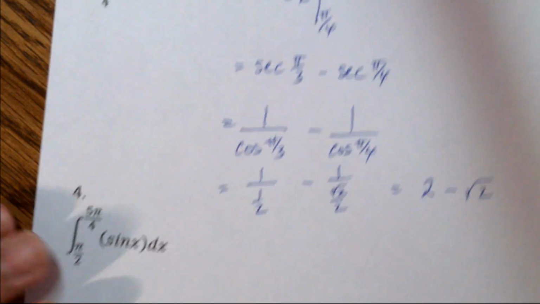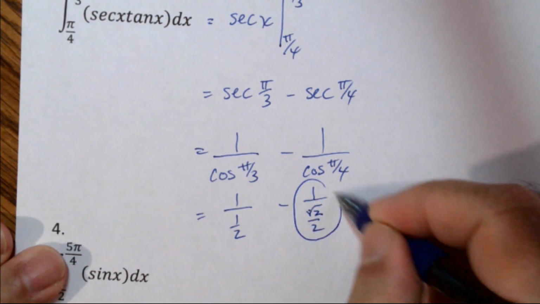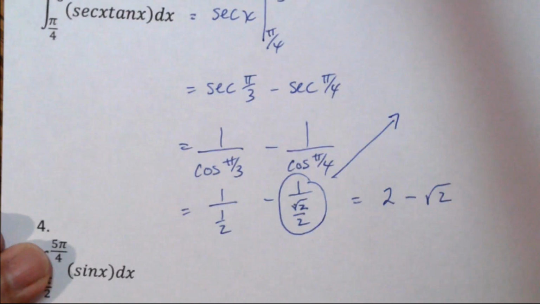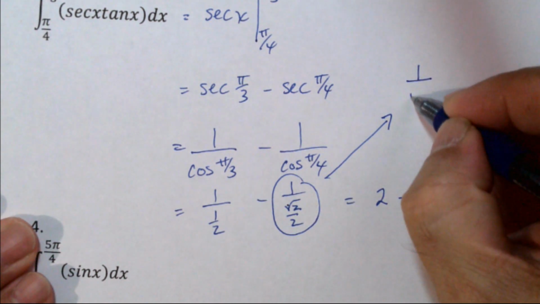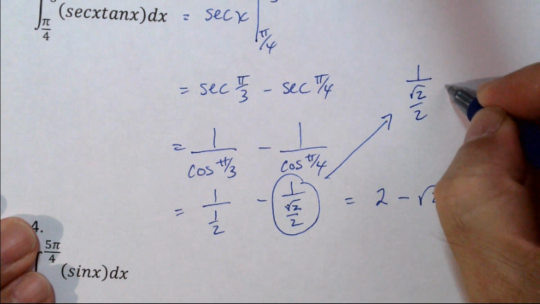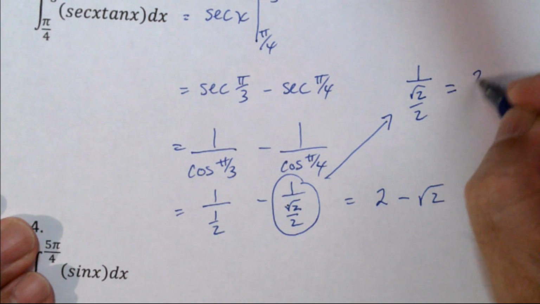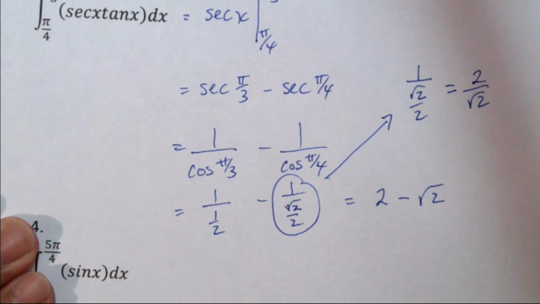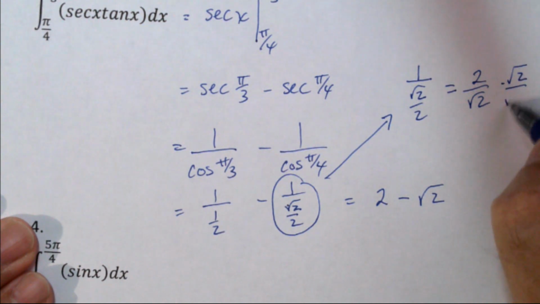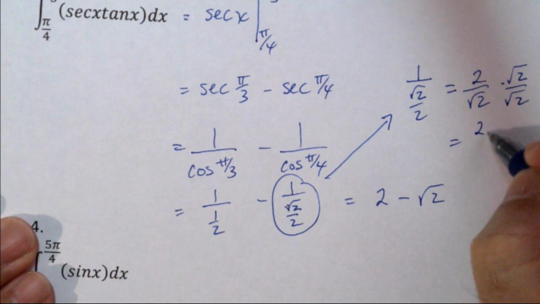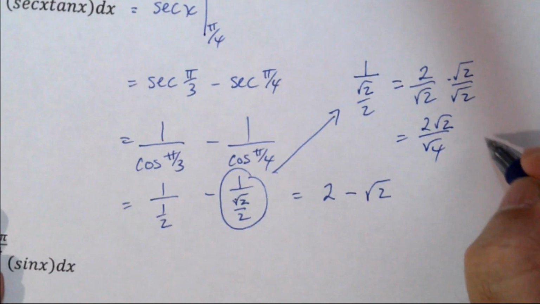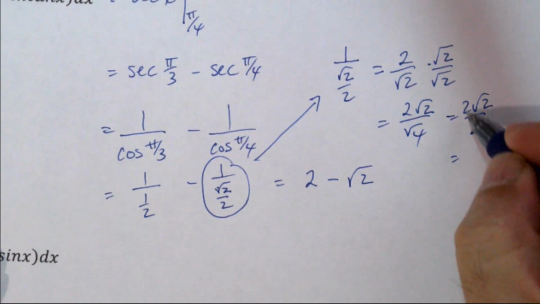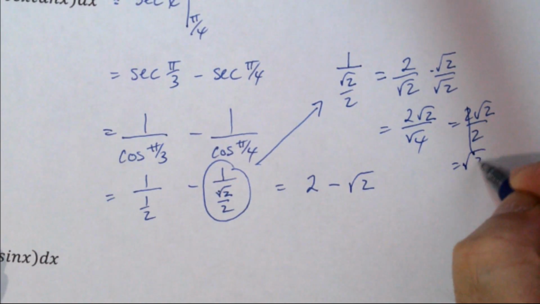Okay, fine. So I'm just doing this part. So 1 over square root of 2 over 2. I'm just copying it right now. That's equivalent to, you flip it, so it's 2 over root 2. Multiply top and bottom by square root of 2. And I get 2 root 2 over square root of 4. Square root of 4 is 2. And when the 2's cancel, it just leaves you square root of 2.